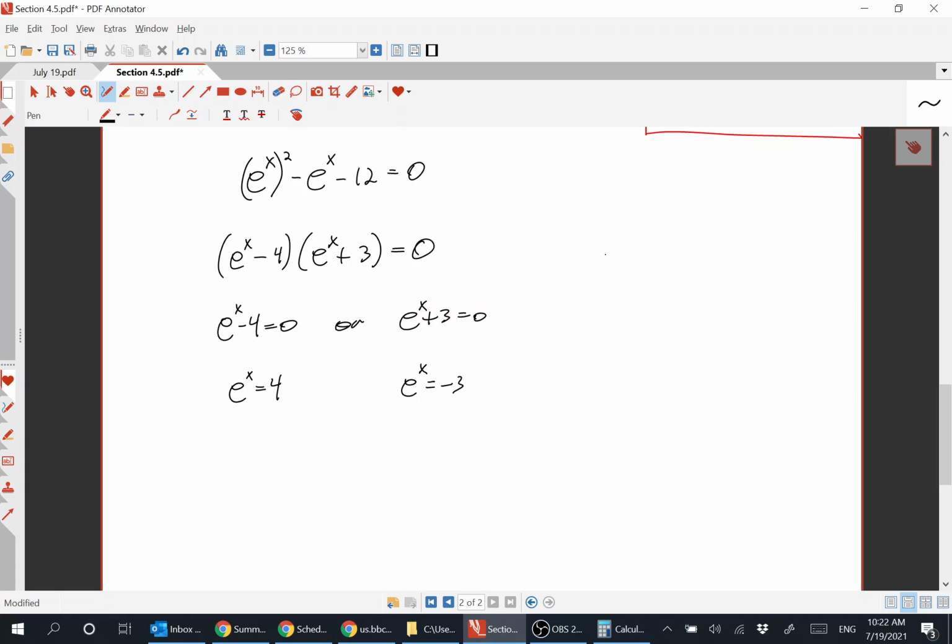Now, just like in the last problem, I can apply the natural log to each side of the equation. What I did is I solved for e to the x. Once I have e to the x equal to whatever, then I can write the natural log of e to the x is the natural log of whatever, and then this becomes x. Right? So let me just write that down.